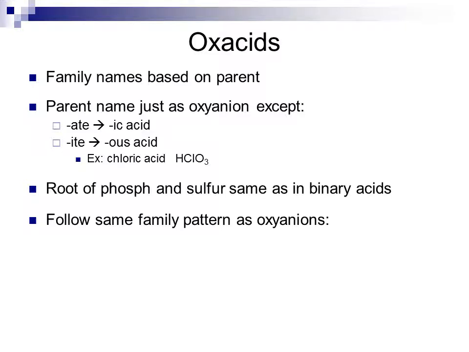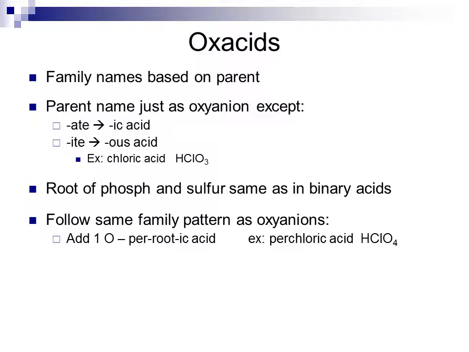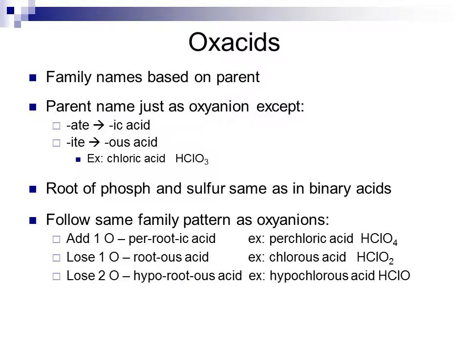They follow the same family pattern as oxyanions do, where adding an oxygen would be per, then the root, and then ic acid. So instead of chloric acid, HClO3, HClO4 would be perchloric acid. If we lose an oxygen, we have the root, ous, and then acid. So instead of chloric acid, we'd have chlorous acid. If I lose 2 oxygens, then it's hypo, the root, and then ous acid, so hypochlorous acid.